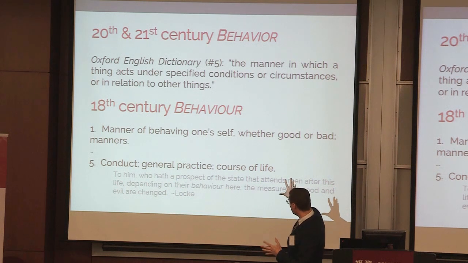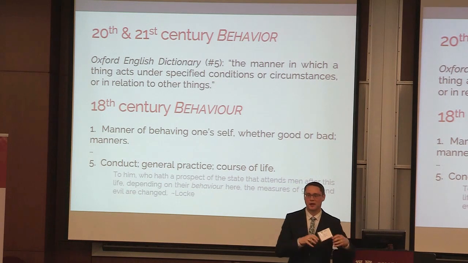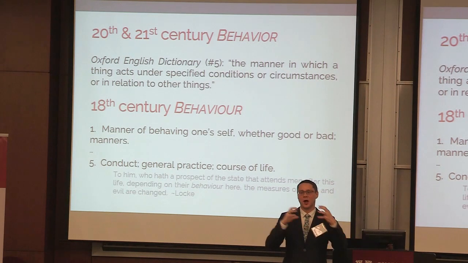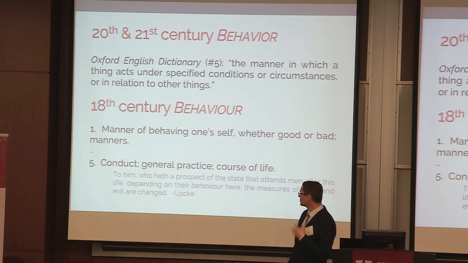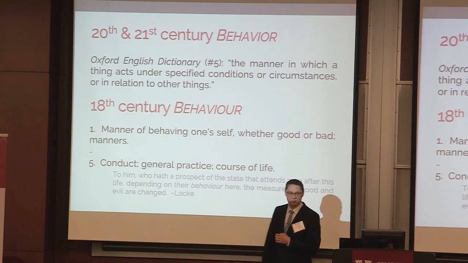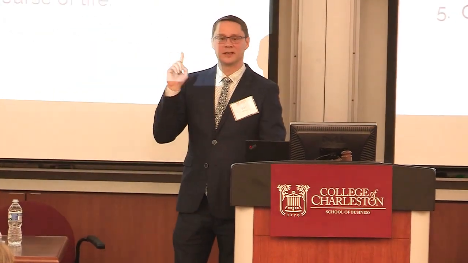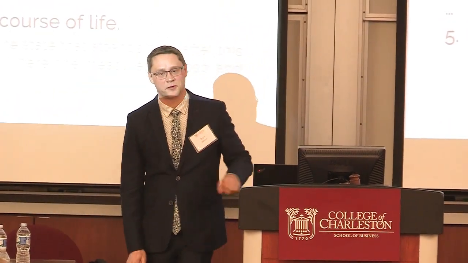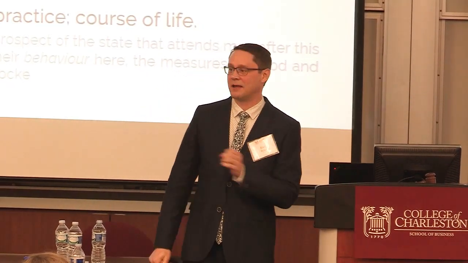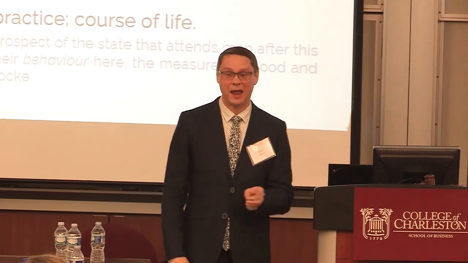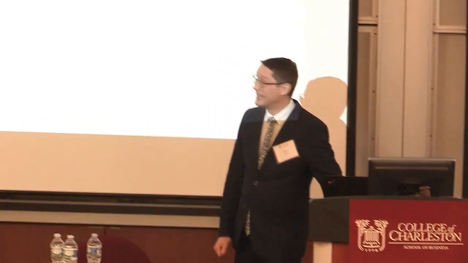And notice the words that get put in here. The manners of behaving oneself, whether good or bad. It's good or bad. You're making a valuation of what people do. Or even stronger, there's conduct, general practice, course of life. Those are the definitions that Adam Smith would use for behavior. But that wasn't his word of choice if you read the Theory of Moral Sentiments. There is another word he uses 308 times in a 338-page book, which means about once every page he's using this word. He's not using behavior. Adam Smith's word of choice is conduct.